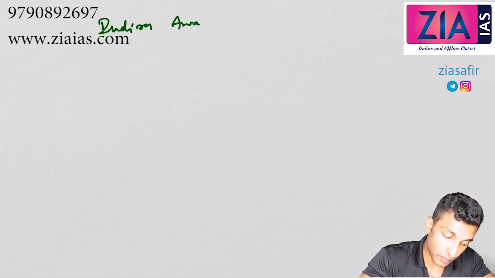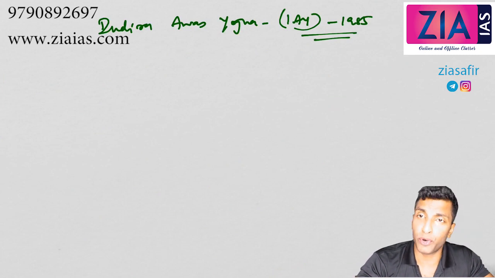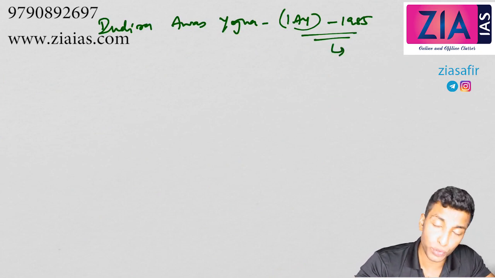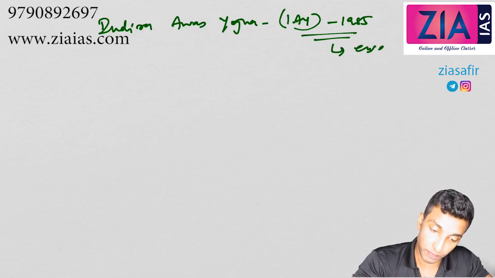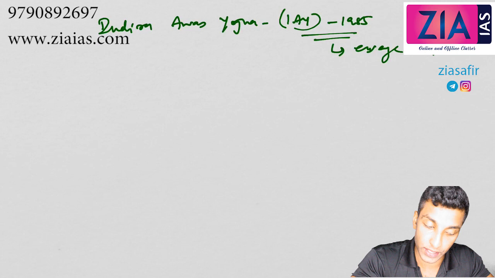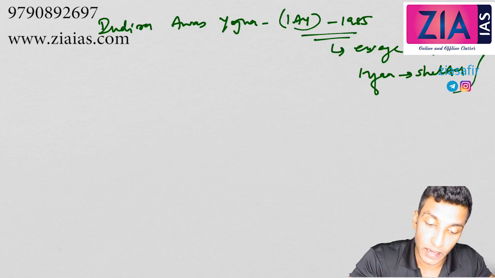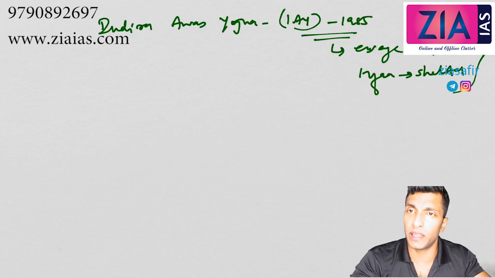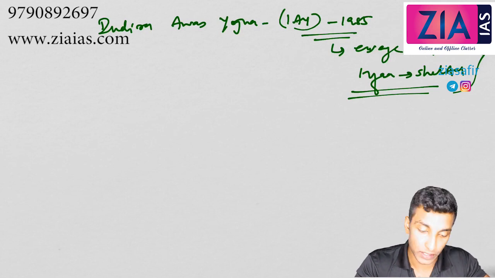Indira Awas Yojana, IAY, 1985. I have told you about this before. This has two advantages. Firstly, related to wage, it provides wage employment when you're constructing the house. Secondly, it develops infrastructure, right? And it gives shelter to the poor people. So first wage employment will be created, then it provides shelter to poor people, and infrastructure development will be there.